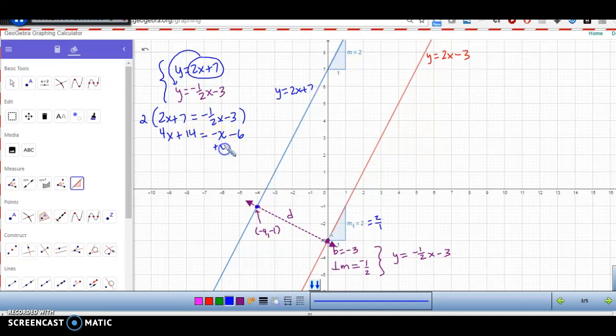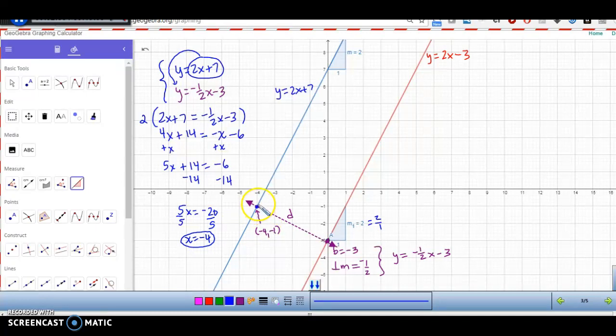Then I'm going to go ahead and add x to both sides. And that's going to give me 5x plus 14 equals -6. And then if I go ahead and subtract 14, I can finish up this equation with 5x is equal to -20. Dividing by 5, I get x equals -4, which just happens to be what we got right there.